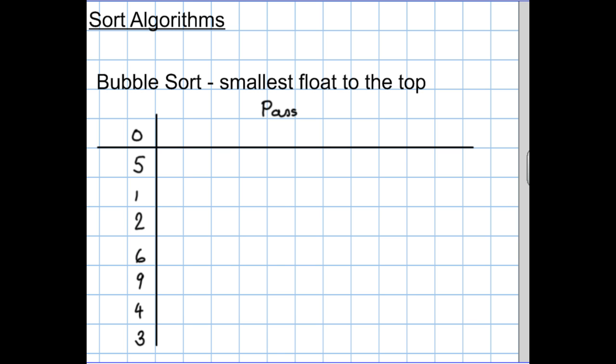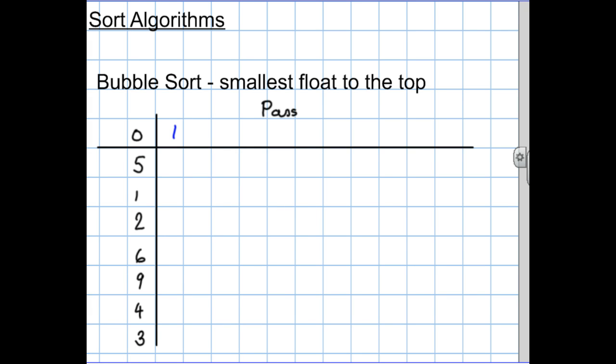Right, here's our original set of numbers. We've got, in the order, 5, 1, 2, 6, 9, 4, 3, and this algorithm is going to sort them out and put the smallest at the top and the largest at the bottom and the other numbers in their appropriate order. How does it do that? Well, it compares numbers. So let's look at the first comparison. So this is our first pass.